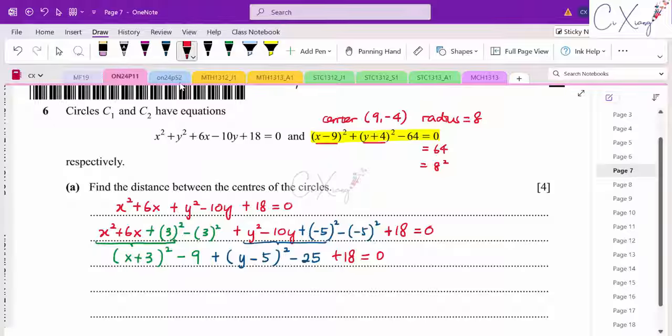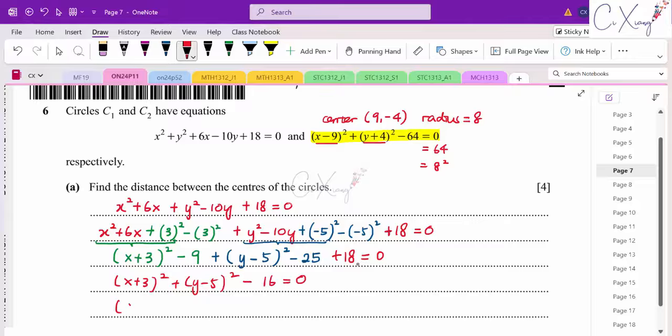Okay, then we try to simplify everything here. So I'm having (x + 3)² + (y − 5)² − 9 − 25 + 18. So when you simplify all this value here, you'll get negative 16.